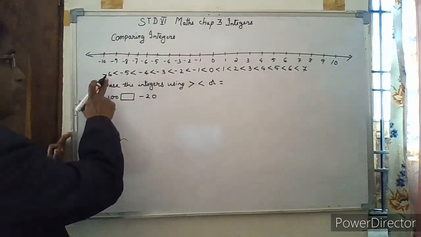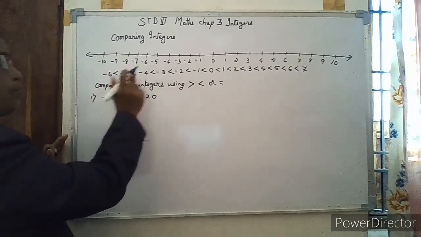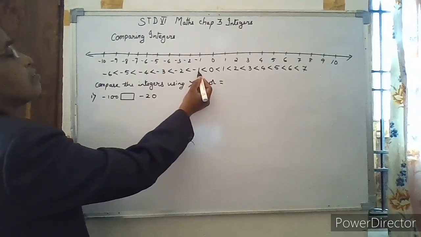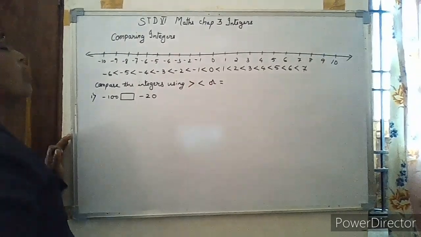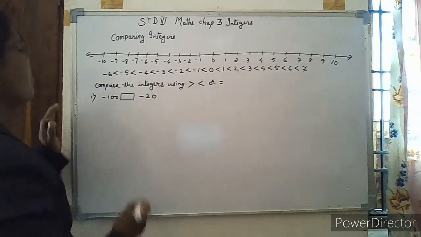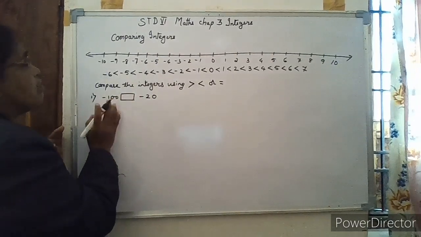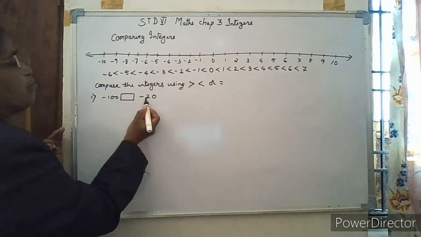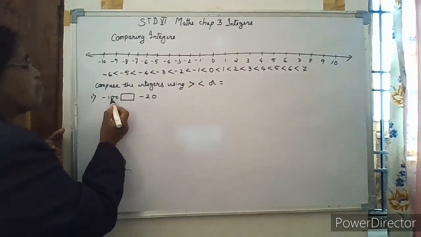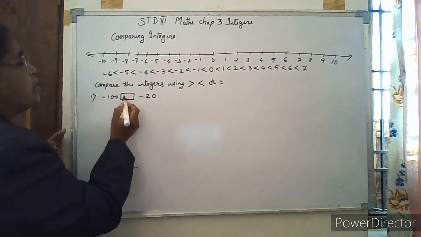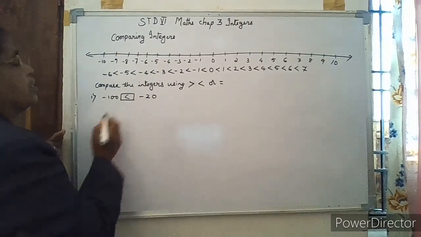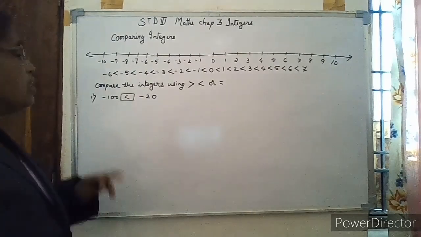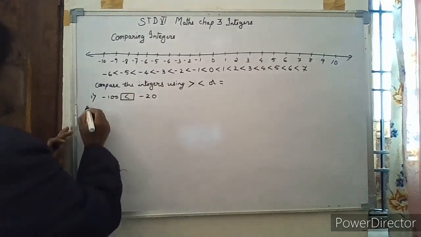See here, minus 6 is less than minus 5. The greatest negative integer is minus 1. So when we compare, the greater the number, the smaller the negative. Both are negative, so minus 100 is less than minus 20. Minus 20 is greater and minus 100 is smaller.